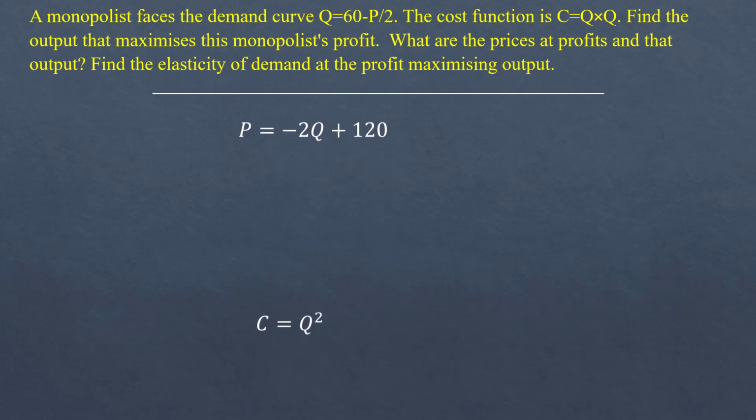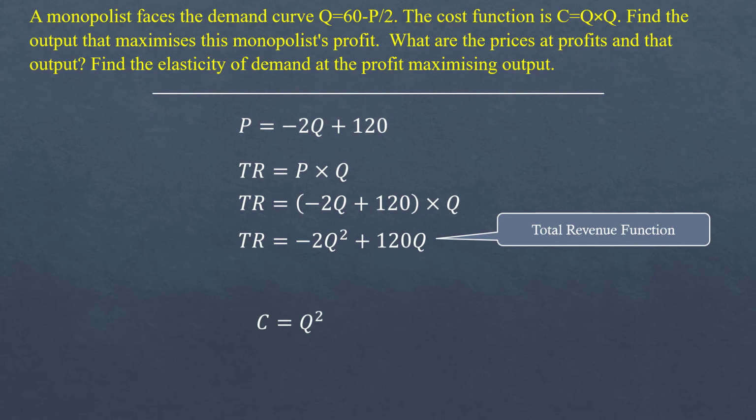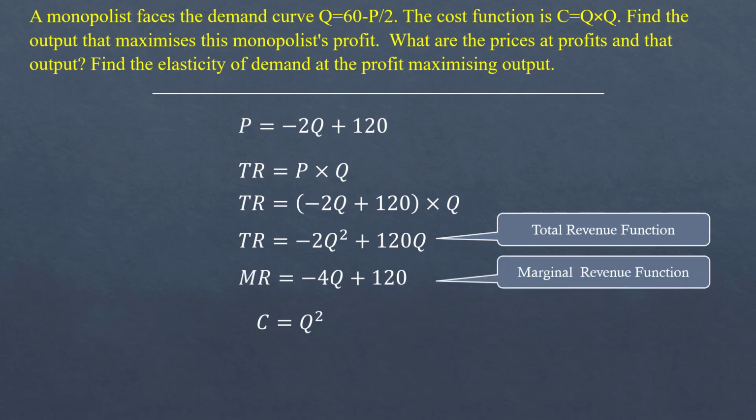To find the marginal revenue function, we need the total revenue function. Total revenue equal to P times Q. Total revenue equal to minus 2Q plus 120 times Q. Total revenue equal to minus 2Q squared plus 120Q. Differentiate the total revenue function to get the marginal revenue function. Marginal revenue equal to minus 4Q plus 120.